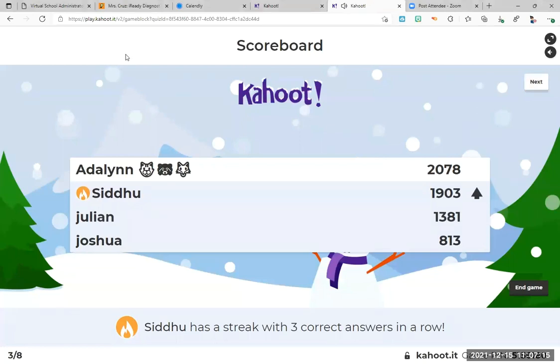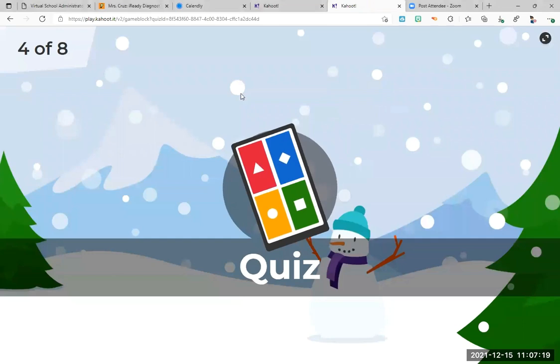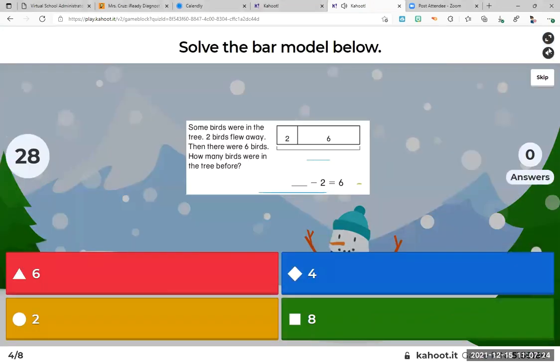Oh my goodness, who is this on top? Adeline and Siddharth. Whew. Siddharth, you're on fire. Solve the bar model below. All right, so here's a part whole. Some birds were in the tree, 2 flew away, then there were 6 birds. What's the whole? What were they before? Put the two parts together fast.